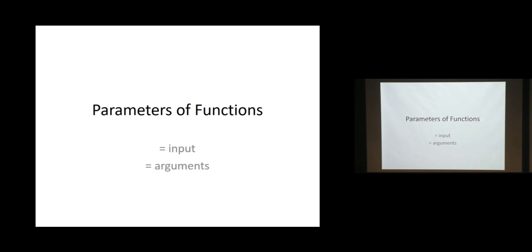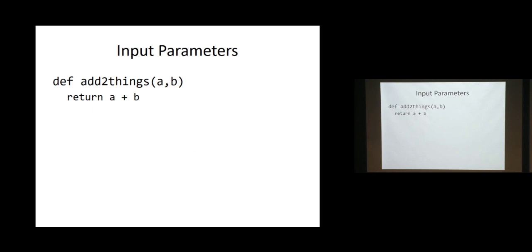Okay, parameter of functions. So let's look at this function. This is add two things. You want to add two things together. So you expect to have two things as an input, A and B, right? Separated by a comma. And what does it do? It's a very simple thing, A plus B. They just add them together.